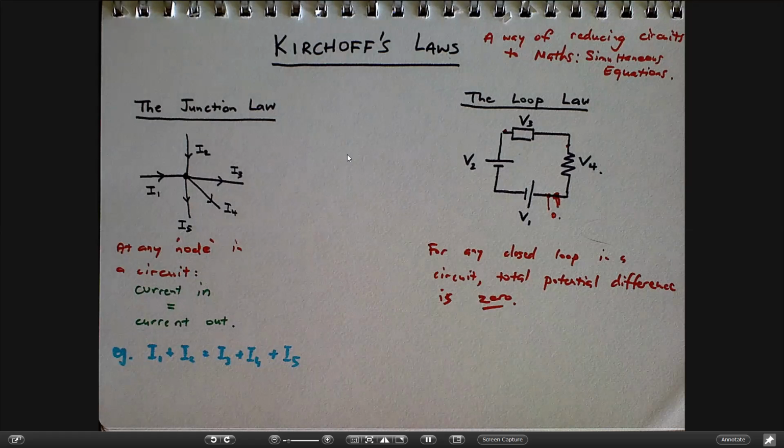Okay. All I'm saying there is the total amount of energy that you get as you go around a circuit has to be exactly balanced. So the amount you get from batteries has to be lost in resistors or somewhere along the way.